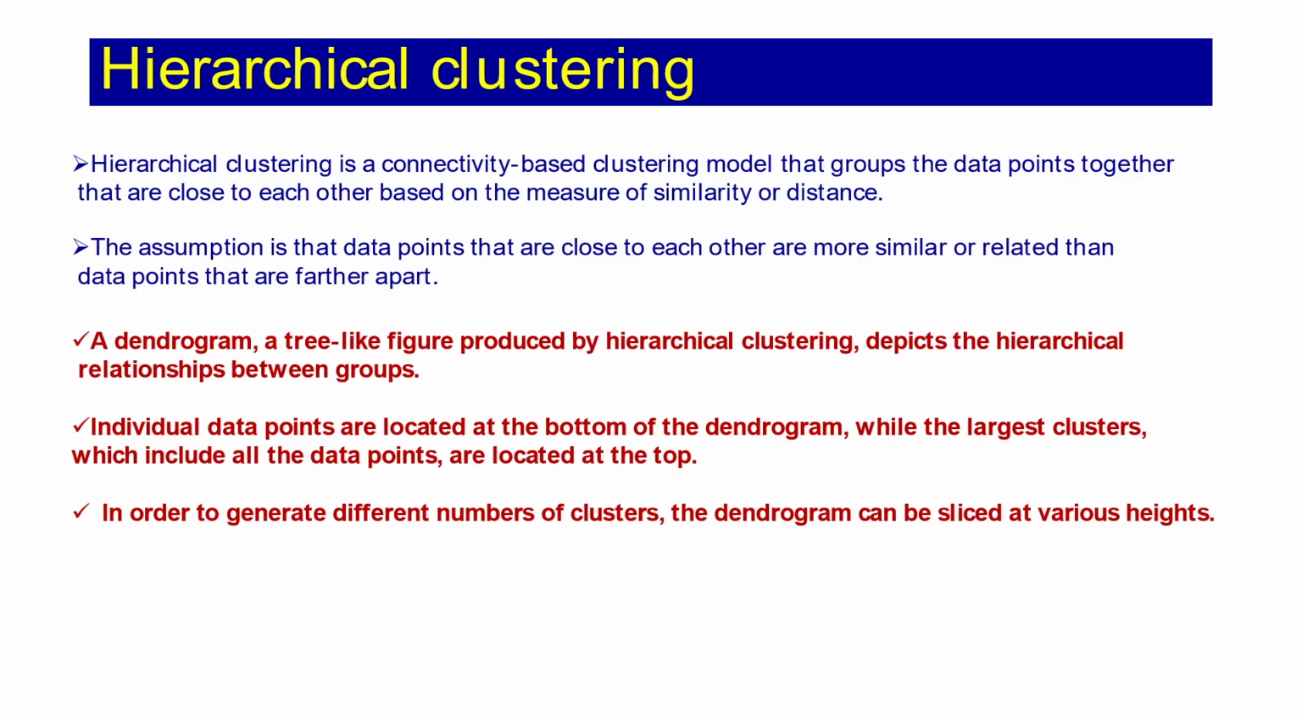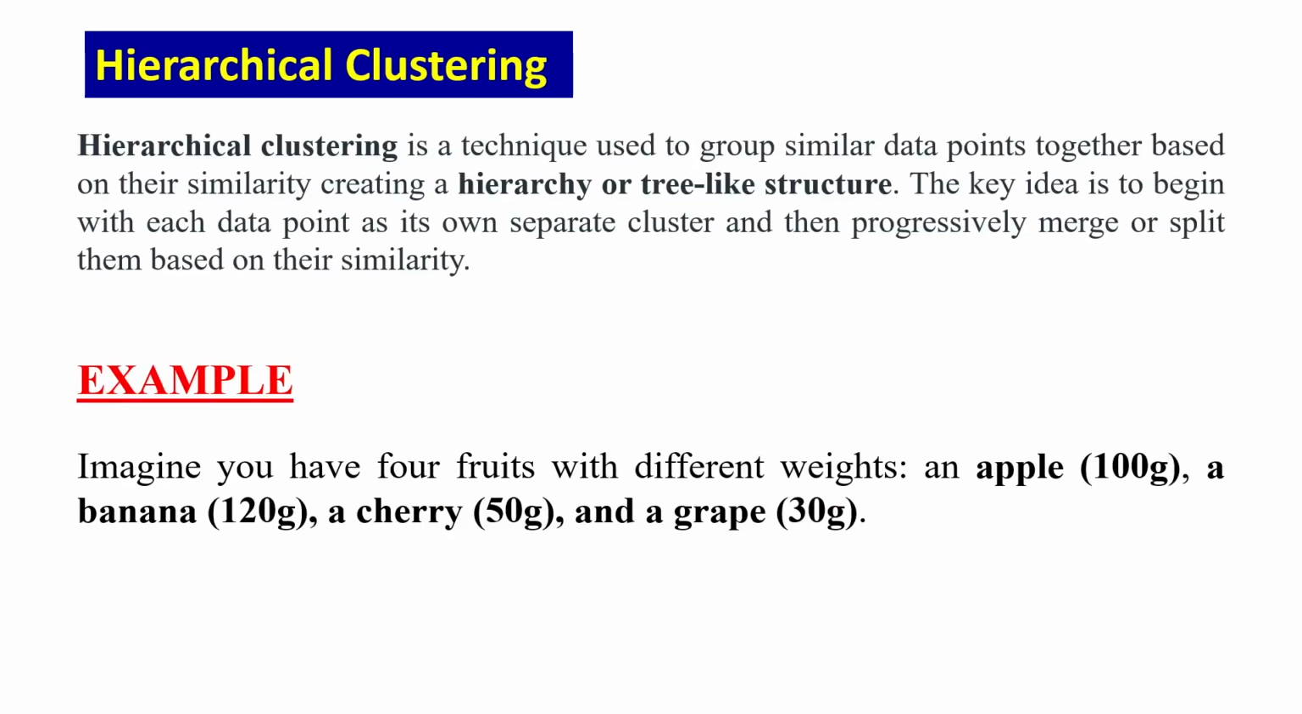For the largest clusters, which may include all the data points, we will look at the top. So, you have to generate different numbers of clusters. Dendrograms can be sliced at different levels. So, to give an example, imagine you have 4 fruits of different weights: apple 100 grams, banana 120 grams, cherry 50 grams, grape 30 grams, right. So, how do you make a hierarchical tree-like structure? Correct. So, you have fruits, right, they are all fruits. Then you have 4 branches, one is called apple, banana, cherry, grapes, because based on the weights. Remember, these are all different fruits, so they have no similarity, taste wise also, looking wise also, right. So, that is how we can actually generate that.